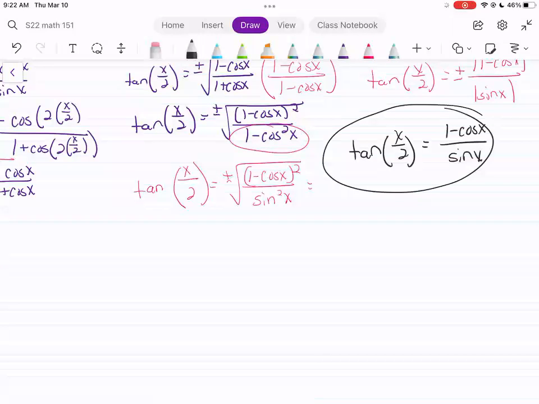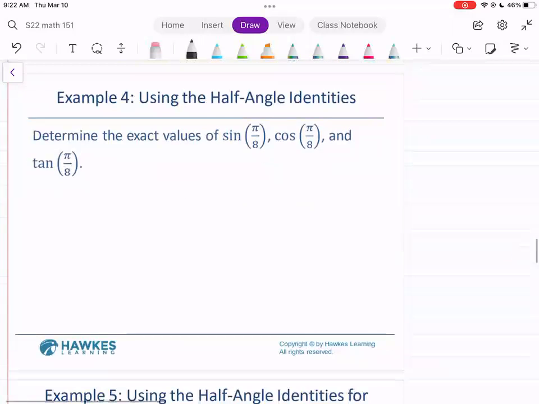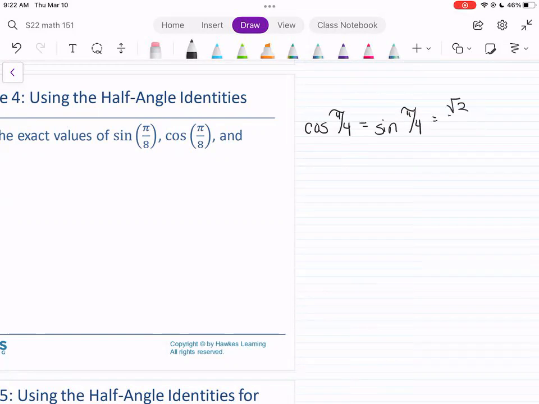Let's do an example of using that half-angle identity. If we want to determine the exact values of the sine of pi over 8, cosine of pi over 8, and tangent of pi over 8, notice that the cosine of pi over 4 on our unit circle is equivalent to the sine of pi over 4. If you check your unit circle, that's equivalent to the square root of 2 over 2. But notice that pi over 4 divided by 2 is equal to pi over 8.